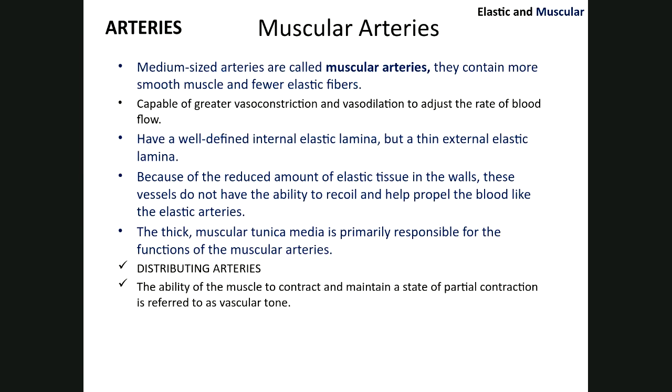Muscular arteries are the medium-sized arteries. They're called distributing arteries. So these arteries are going into the muscle tissues, and they're capable of greater vasoconstriction and vasodilation to regulate the rate of blood flow through targeted tissue. So the term vascular tone means that it stiffens the vessel walls. So the ability of muscles to contract and maintain the state of partial contraction is called vascular tone.